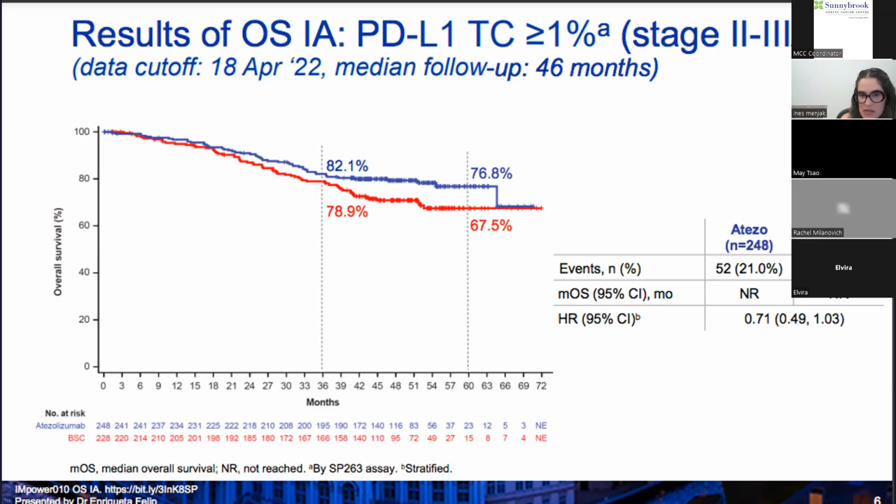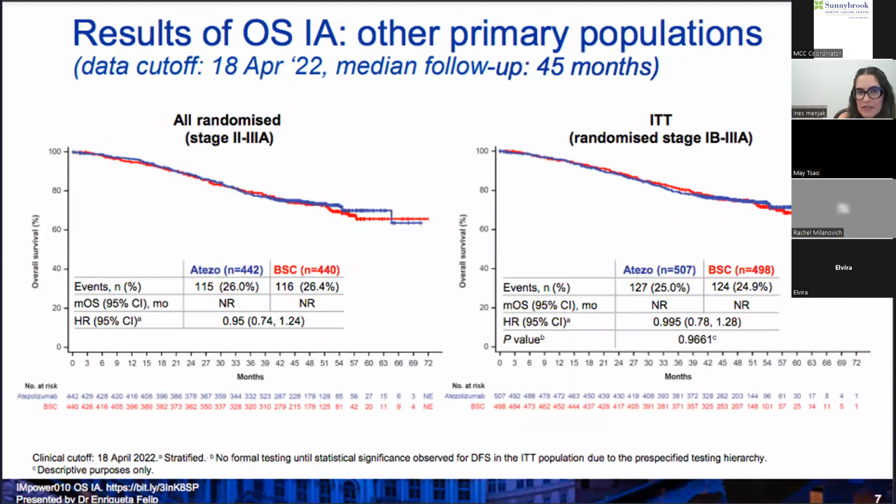The hazard ratio was 0.71, although it was not statistically significant. The overall survival appeared trending to be favored in the arm of atezolizumab: 67.8% of overall survival in the arm of atezolizumab and 67.5% in the arm of best supportive care. When the overall survival interim analysis was evaluated for all randomized and intention-to-treat population, we didn't see a statistical benefit in the arm of atezolizumab.